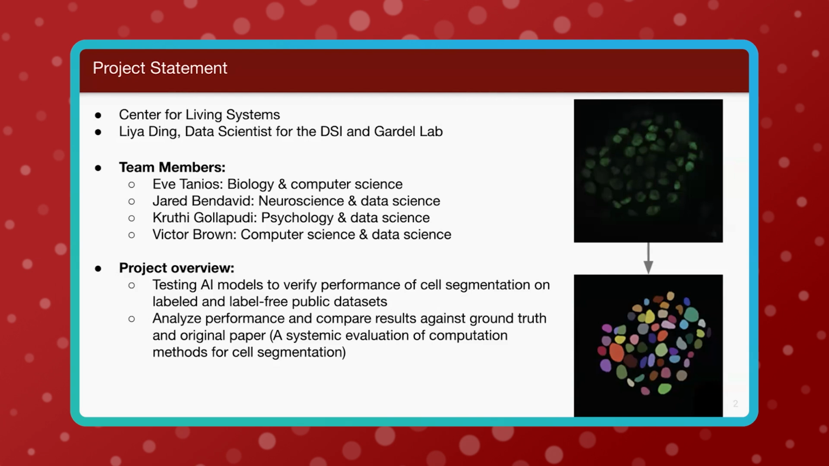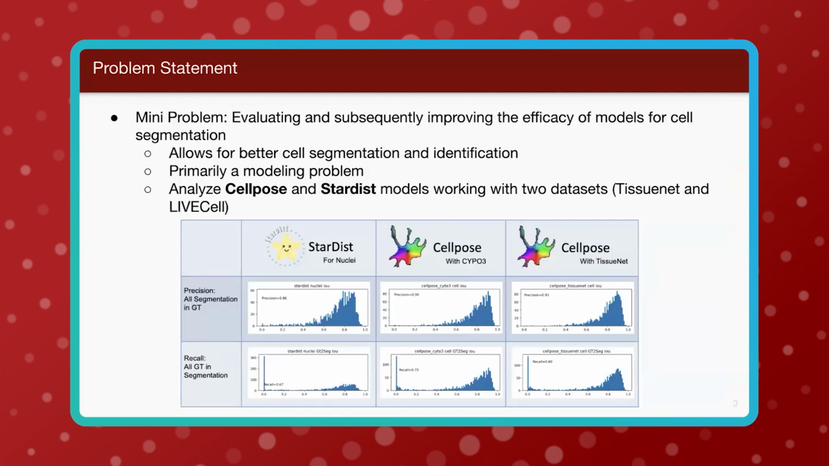A quick overview of our project: we were testing AI models to verify performance of cell segmentation on labeled and label-free public datasets. We analyzed performance and compared results against ground truth and the original paper, which was a systematic evaluation of computational methods for cell segmentation. Our main problem is evaluating and subsequently improving the efficacy of models for cell segmentation. This allows for better cell segmentation and identification. It's primarily a modeling problem, and we analyzed Cellpose and StarDist models working with two datasets, TissueNet and LiveCell.